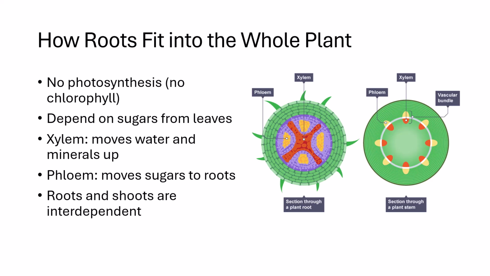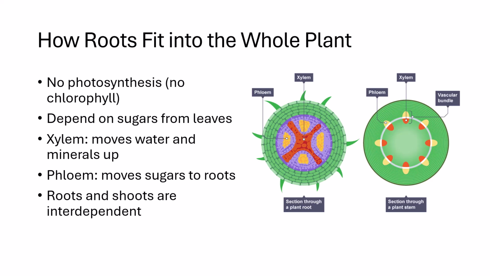Unlike leaves, roots don't contain chlorophyll, which means they can't carry out photosynthesis. Instead, they depend entirely on sugars produced in the leaves and other photosynthetic tissues. Those sugars are transported down to the roots through the phloem. At the same time, the roots are responsible for absorbing water and minerals from the soil and sending them upward through the xylem to the rest of the plant.